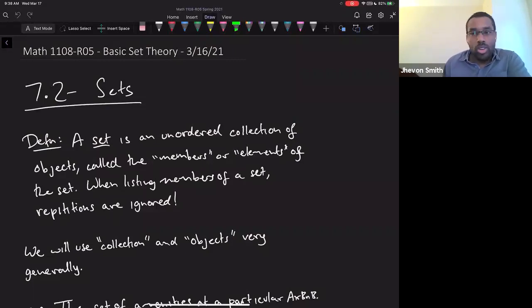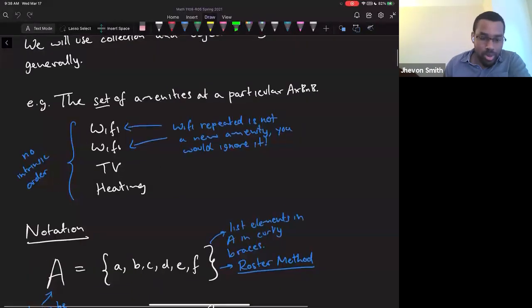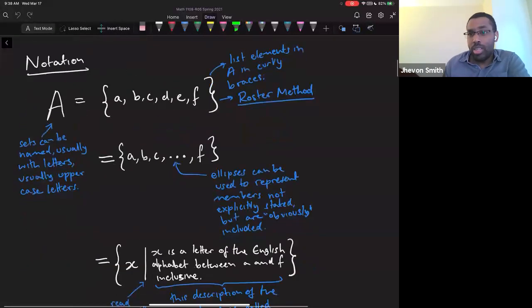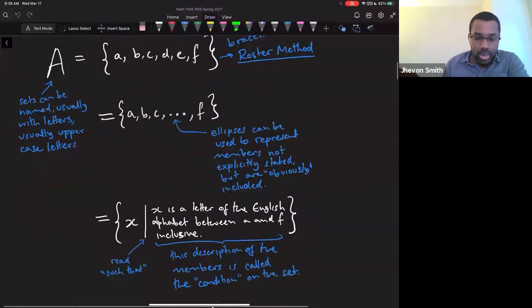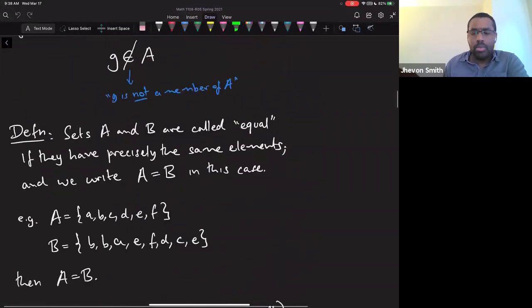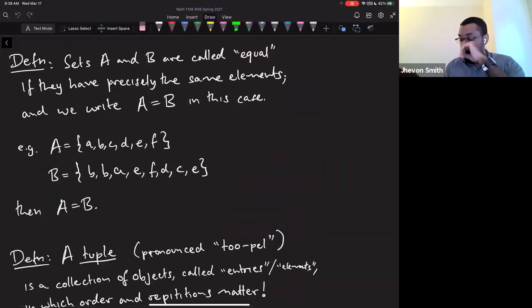So a set is just an unordered collection of objects in which repetition is ignored. So that's basically it. I gave the A or B and B example, as well as set notation, the roster method, very common method, and it can be modified to suit our needs. We think of sets as being equal if they have precisely the same members.